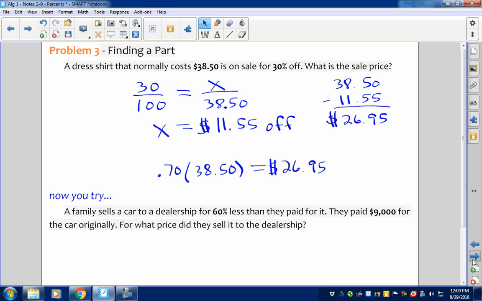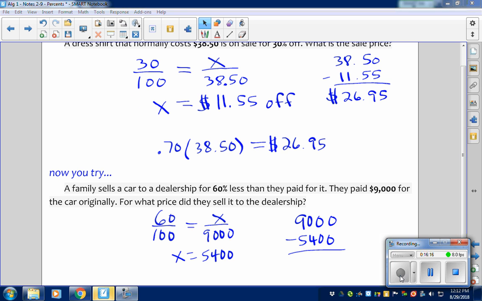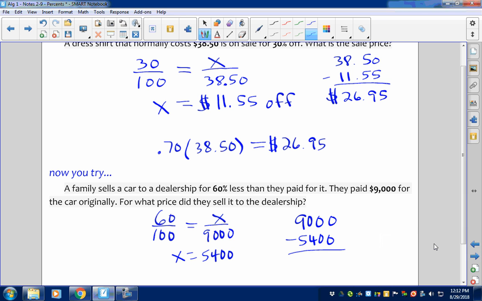All right, go ahead and see if you can do the now you try part for this car. Tell me, whichever way you want to do it. Once you get that 5,400 that you take off, and you subtract that from 9,000, you get 3,600. And of course, the other way to do it would be, if it's 60% less than what they paid for it, it's worth 40% of what they paid for it. So 40% of 9,000 would also give you $3,600. So there it is. So that's when X is the part.